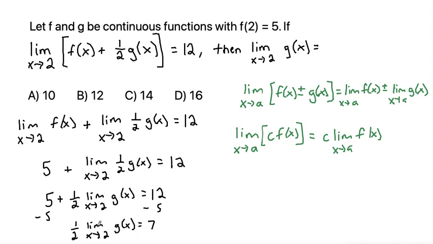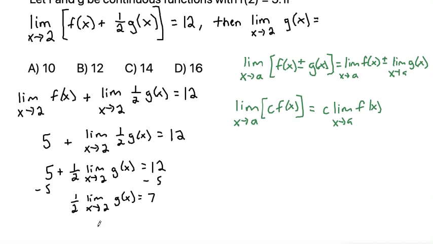And then finishing to solve, we can multiply both sides by 2 to get rid of the 1/2 on the left, because this 2 and that 2 will cancel out. And it gives us the limit as x approaches 2 of g of x is equal to 7 times 2, which is 14. So for this problem the solution would be 14.